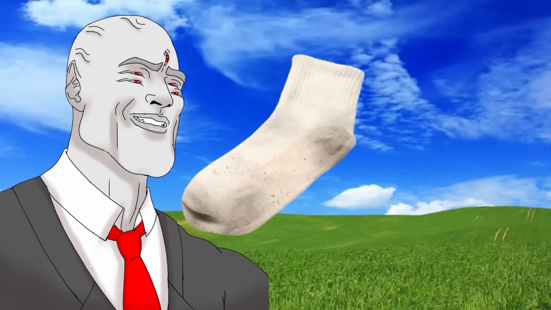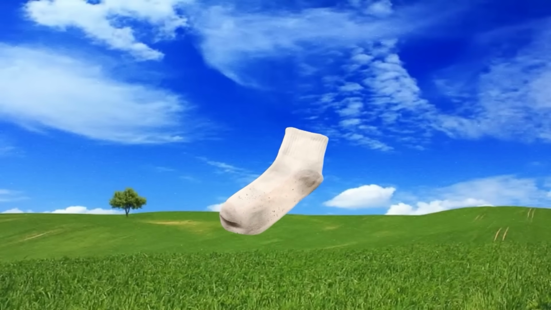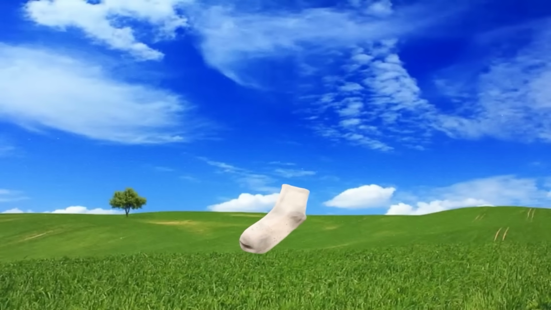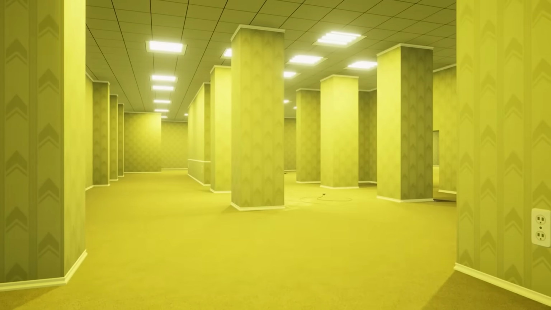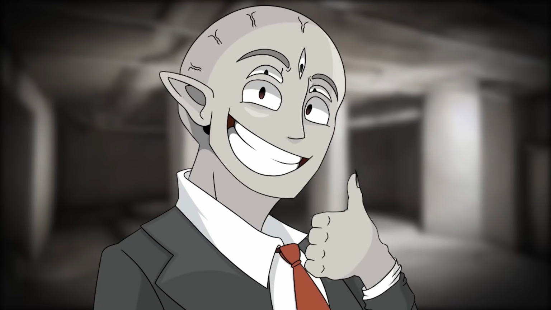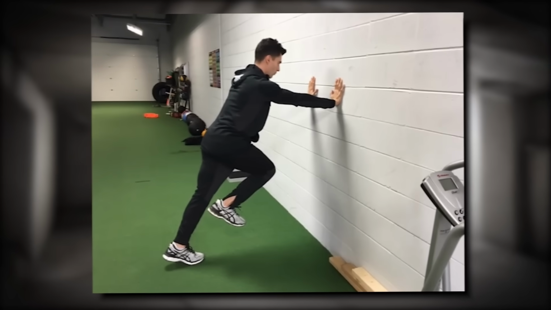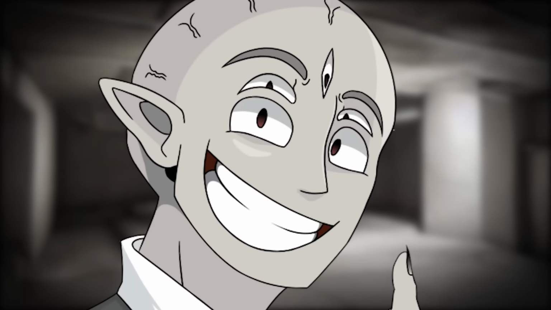The sock theory is simple, and it goes like this. Matter cannot be created or destroyed, therefore missing socks have to be somewhere, and that somewhere is a little alternate dimension that we like to call the backrooms. Let me explain. The backrooms, of course, is somehow loosely connected to our reality. I actually have a video coming out next week discussing the processes of no-clipping, null zones, quantum tunneling, and things like that, so this is kind of a prelude to that video.